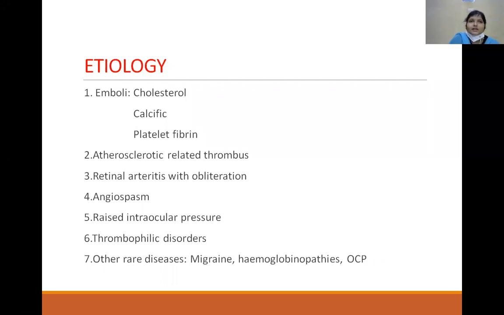Like in RD surgery, that is retinal detachment surgery, we place a scleral buckle, an encirclage operation. When the scleral buckle is tight, it leads to raised IOP and causes pressure on the central retinal artery. Similarly, other causes are thrombophilic disorders like polycythemia or deficiencies in coagulation disorders. All these can lead to increased coagulation of the blood, leading to occlusion of the artery. Other rare disorders are migraine, thrombocytopenia, hemoglobinopathies, polycythemia, and use of OCPs.